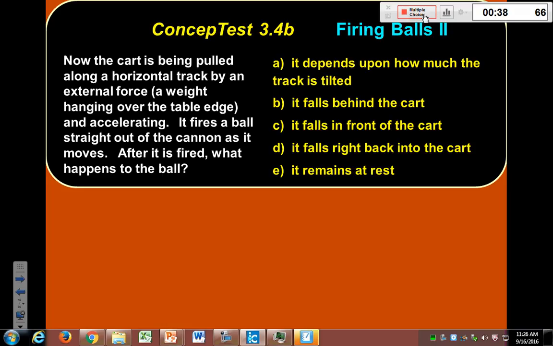So whenever the ball leaves the cart, everyone is one speed, but then the cart keeps accelerating and the ball doesn't. That's it, falls behind. All right, feel free to ask your neighbor what they put. Oh, y'all doing really well. I'm going to stop at 108.